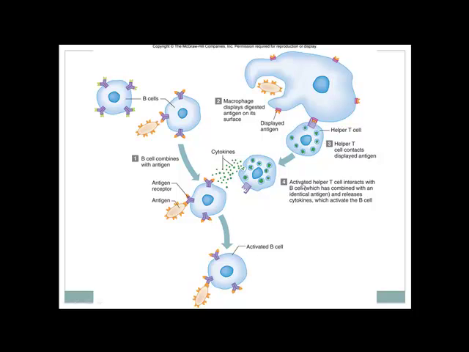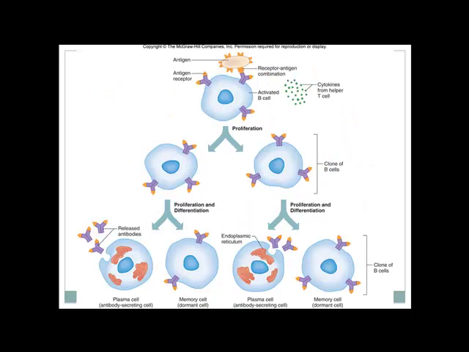So our T cell has been activated. It goes over, finds B cells, and sprays them with cytokines. So here's the B cell getting sprayed with cytokines, and it causes it to proliferate. As it proliferates, it forms plasma cells and memory cells.